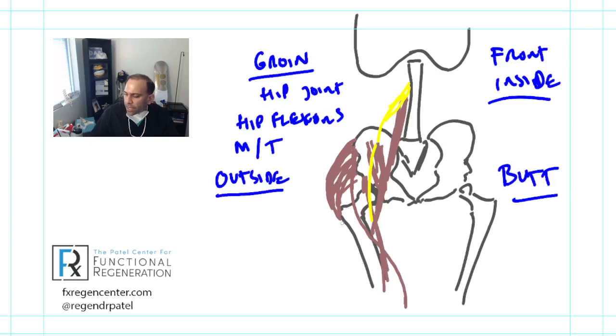So on the outside of the hip, again, we talked about the gluteal tendinopathy or greater trochanter pain. So greater trochanter, I'm going to say that's GT and tendon, right?